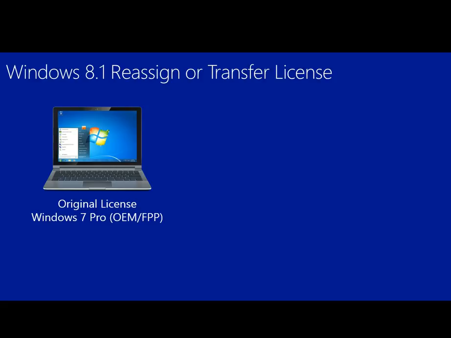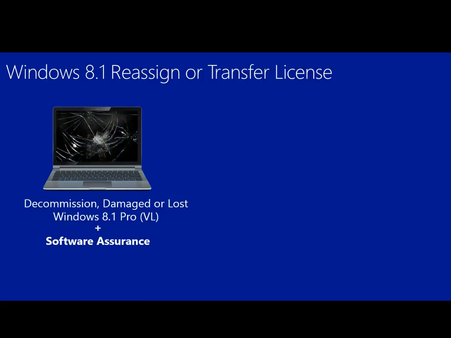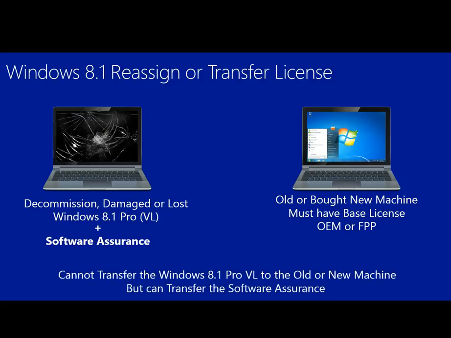Now, here's a second scenario. This time, I've upgraded to 8.1 Pro plus software assurance. Okay? Now I want to decommission, or I get damage on my machine, or I get lost. I get a new device, and you can never have a naked machine and just transfer the license. First, you cannot transfer the license. Plus, second, you cannot transfer to a naked machine. So, if it's a naked machine, it needs to have a base license. It should be an OEM or FPP. So this machine has a Windows 7 Pro, right?